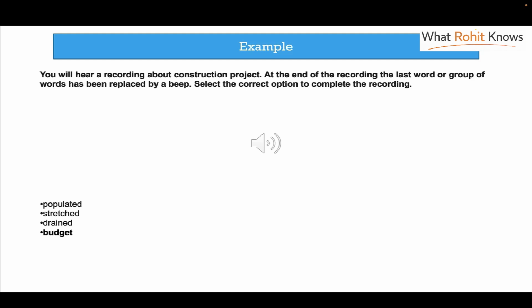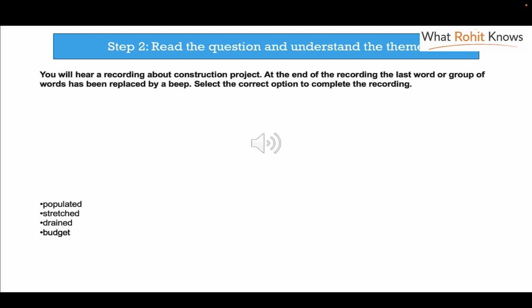Let's look at the answer. So the correct option is budget, right? So that's budget. And let's see the steps now. So first, be alert and ready to listen. Read the question and understand the theme. So I quickly read: you hear a recording about construction project. Okay. So the audio is going to be about construction project.